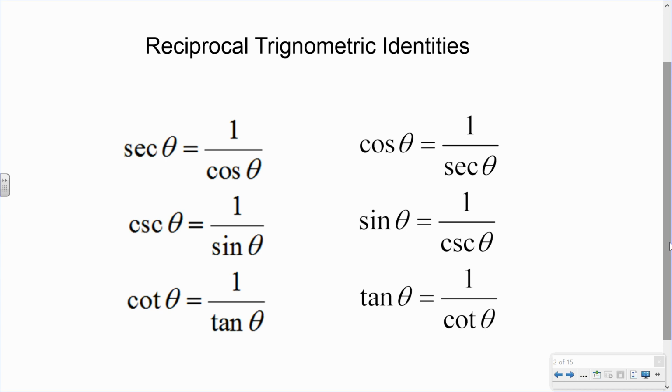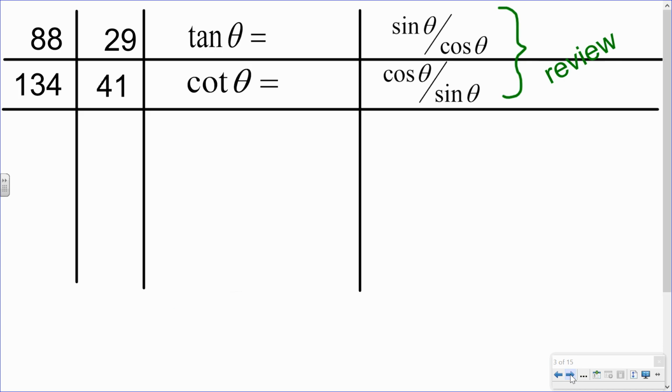When it comes to tangent and cotangent, we can say tangent is 1 over the cotangent, cotangent is 1 over the tangent, but we also have another thing we have learned for tangent and for cotangent. We can also change them to sines and cosines. This is a review. You already have these in your list from lessons 29 and 41. Tangent is sine over cosine, and cotangent is cosine over sine.